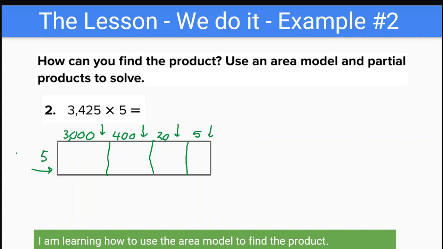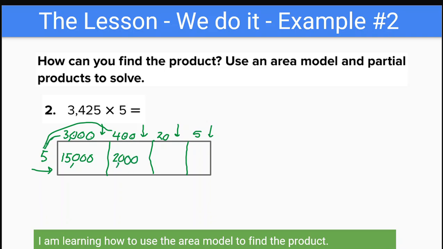I told you before that the 5 is driving this way, and they're going to crash here, here, here, and here. Well, 5 times 3,000. I know that 5 times 3 is 15, with 1, 2, 3 zeros, and that's 15,000. Then I'm going to go here. 5 times 400. Well, 5 times 4 is 20, and there are 2 zeros, so that's 2,000.